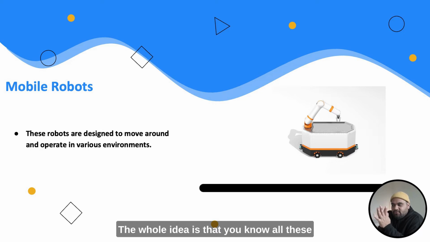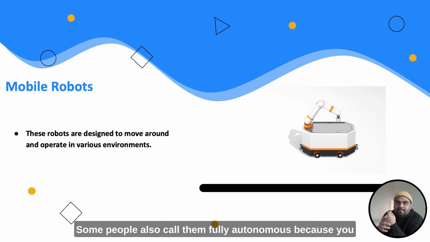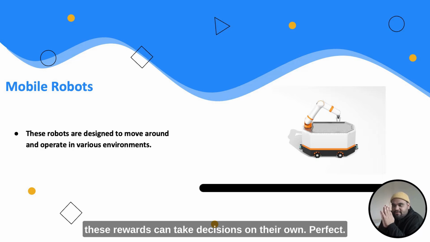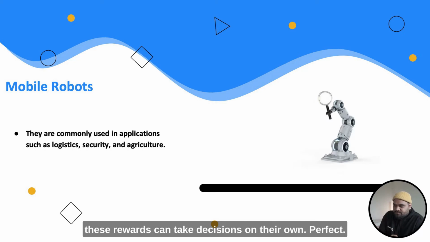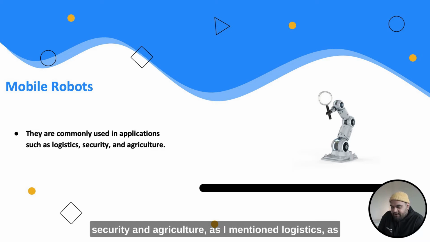The whole idea is that all these mobile robots are not going to need any extra person to head them off. They're going to do everything on their own, and that's what makes them fully autonomous. Some people call them fully autonomous because there is no intervention, and these robots can take decisions on their own. Perfect. They're also used in logistics, security, and agriculture.